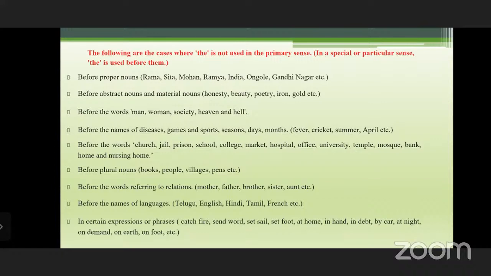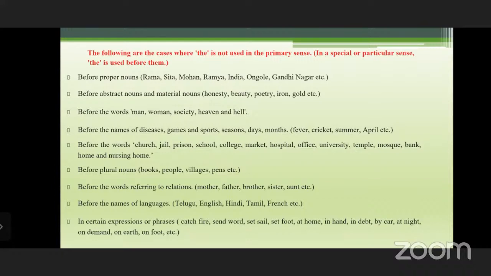And next one, before the names of diseases, games and sports, seasons, days, months, fever. For example, fever, cricket, summer, April. So for all these things, we should not use the definite article, the. And go for the next one.